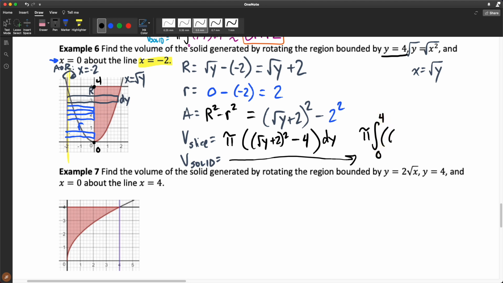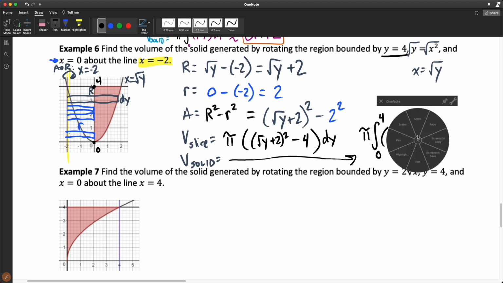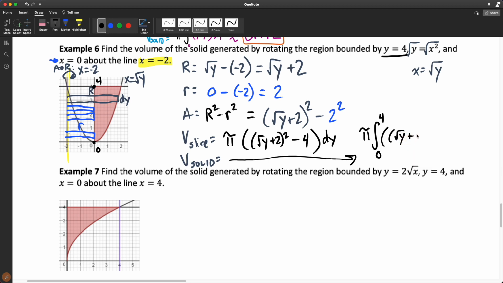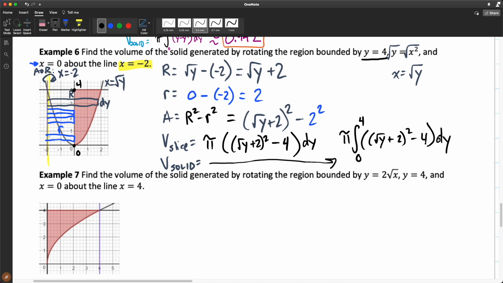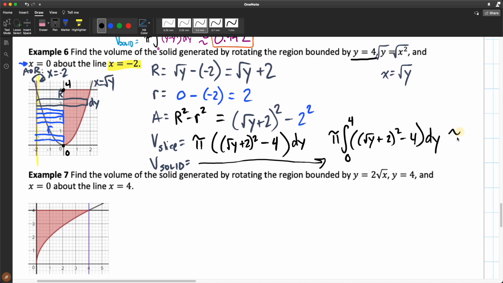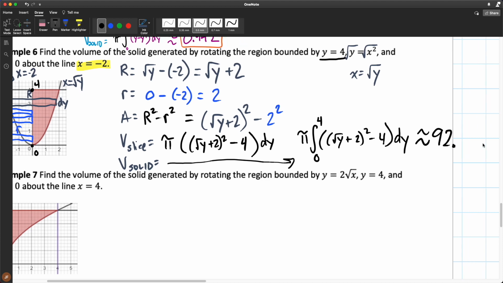All right, so we've got on the inside capital R squared minus little r squared. And again, be real careful about how you put this in your calculator. Make sure your parentheses are as they should be, and your exponents and all that jazz. All right, so when you do so, run it to the nearest thousandth. We should get 92.153.